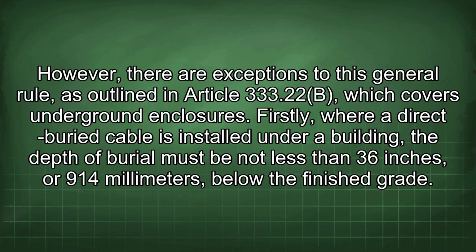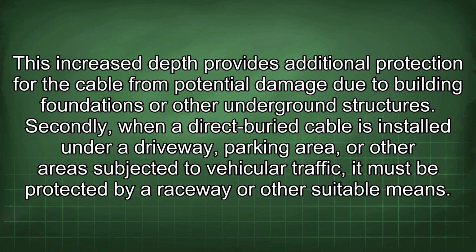However, there are exceptions to this general rule, as outlined in Article 333.22b, which covers underground enclosures. Firstly, where a direct buried cable is installed under a building, the depth of burial must be not less than 36 inches, or 914 mm below the finished grade. This increased depth provides additional protection for the cable from potential damage due to building foundations or other underground structures.